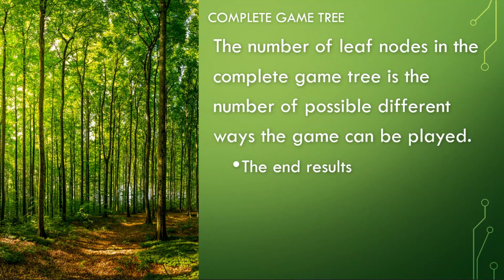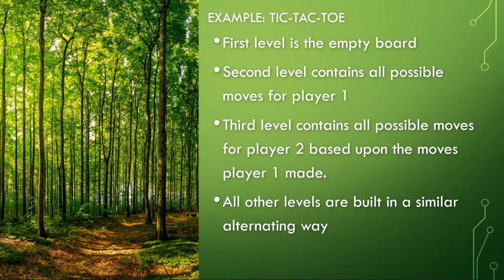So the number of leaf nodes in a complete game tree is the number of possible different ways the game can be played, i.e. the complete end results. So if we go for an example again of tic-tac-toe, the first level would be the empty board. The second level contains all possible moves for player 1.